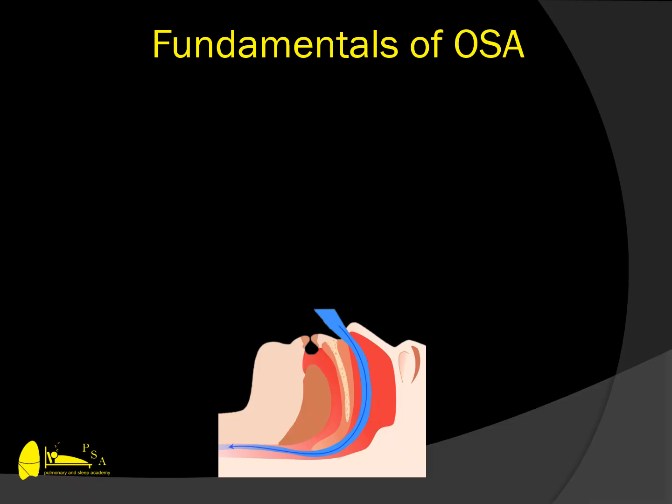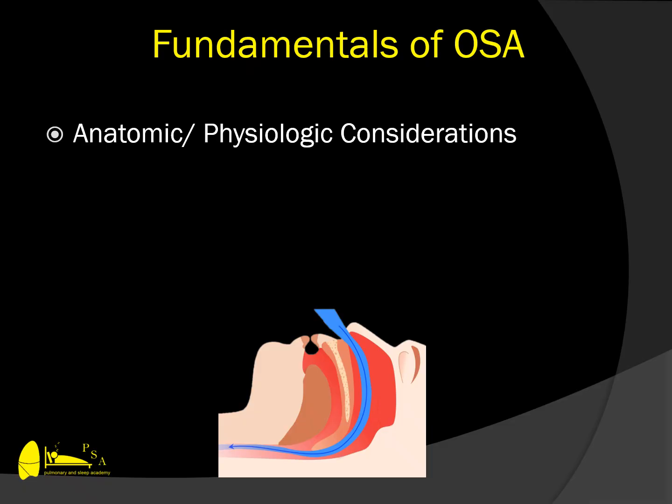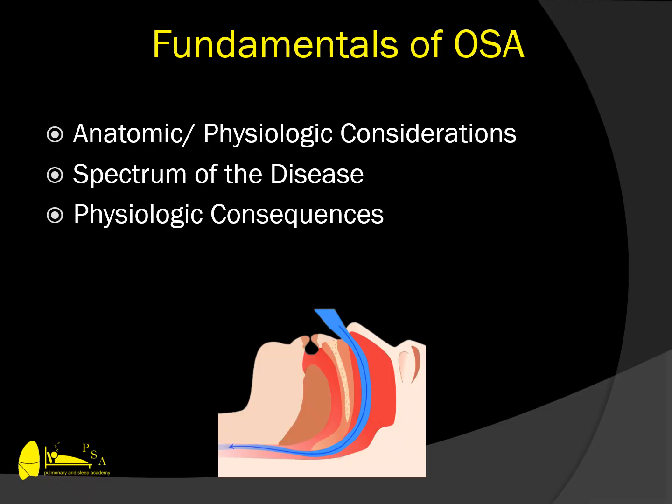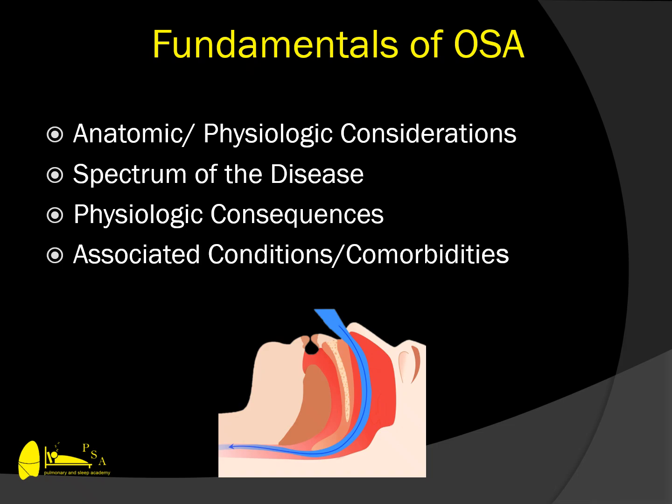I'm going to approach the fundamentals of OSA in the following order. First of all, we'll review the anatomic and physiologic considerations in the disease. Secondly, we'll review the spectrum of the disease. Next, the physiologic consequences. And thereafter, the associated conditions, symptoms, and comorbidities that result from the physiologic consequences.